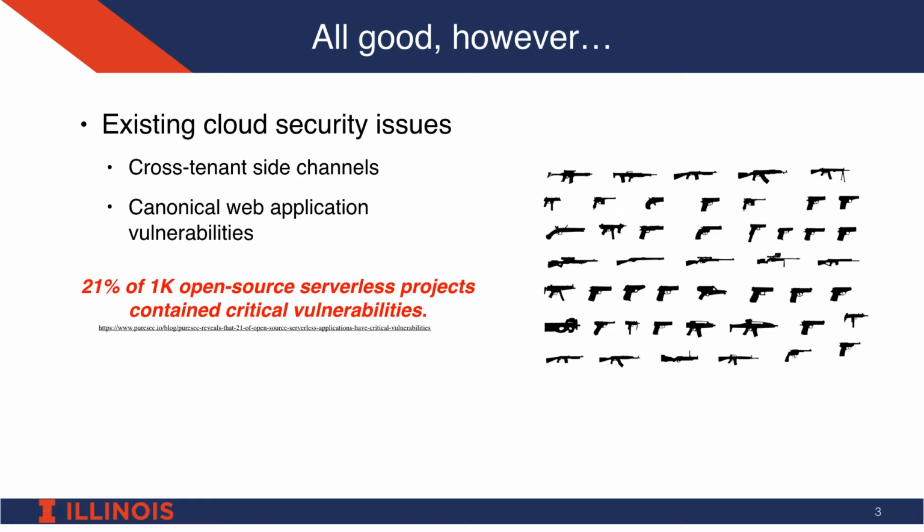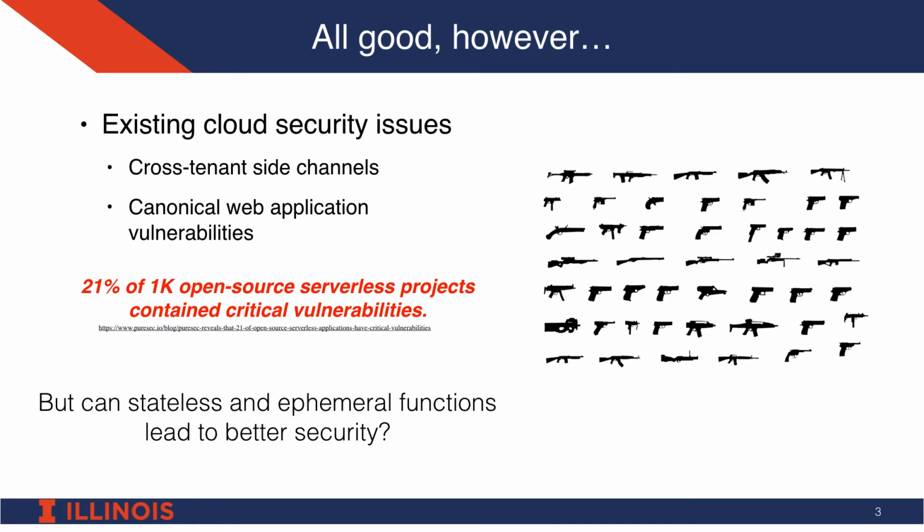What makes things worse is that a recent study claims 21% of 1000 open source serverless projects already contain critical vulnerabilities. However, serverless functions are ephemeral and stateless. They will only run maybe for a few cycles and then the instance is destroyed. Cloud providers argue that the vulnerabilities are difficult to exploit in practice, and serverless is in fact more secure due to this ephemeral nature of functions. Is this claim really true?